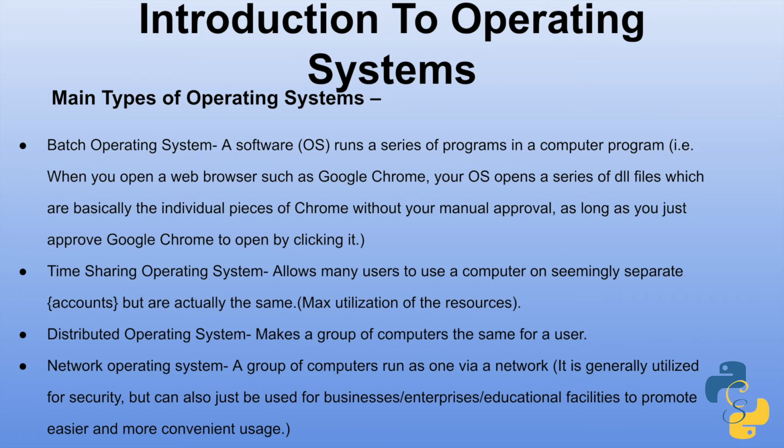So the main types of operating systems are batch operating systems, which is an operating system that runs a series of programs, such as when you open a web browser such as Google Chrome, your operating system opens a series of DLL files, which are basically the individual pieces of Chrome without your manual approval, as long as you just approve Google Chrome to open by clicking it. So if you do not know what DLL files are, they are really just the critical pieces of any exe file, any DMG file, any file that you download on your computer. Those are the individual components. So like one DLL file might be the search bar, one might be the logo, one might be your history, etc., etc., etc.